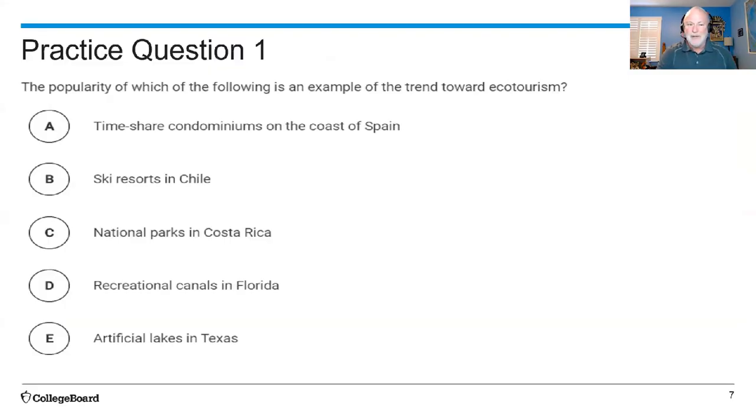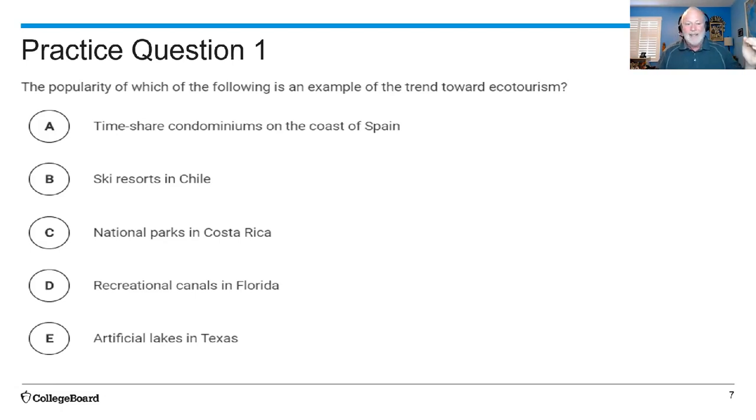A couple years ago, we had some questions about ecotourism show up on the AP exam. The popularity of which of the following is an example of the trend towards ecotourism? So as we look through our options here, remember, ecotourism has to be based in natural environments, not man-made, right? And it's got to be oftentimes environments that are vulnerable, okay? So we're not talking about artificial lakes in Texas. I mean, artificial, man-made. Recreational canals in Florida. We've got them right behind my house here in the neighborhood.